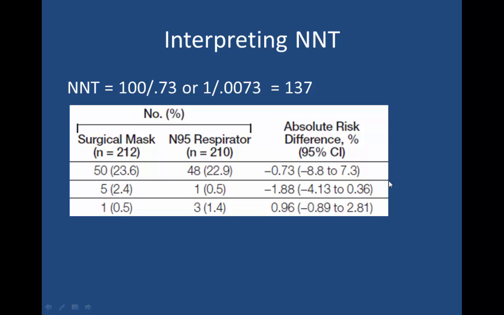If it's reported as a percentage, I divide the results into 100 because it's the reciprocal, the opposite. If it is reported to me as a decimal, I divide it into the value of 1. In this case, both of these mathematical calculations get me a result of 137. What does that mean? That we had to have 137 healthcare workers use an N95 respirator mask to cause one less case of influenza. So it's up to you to decide if that number is clinically significant.